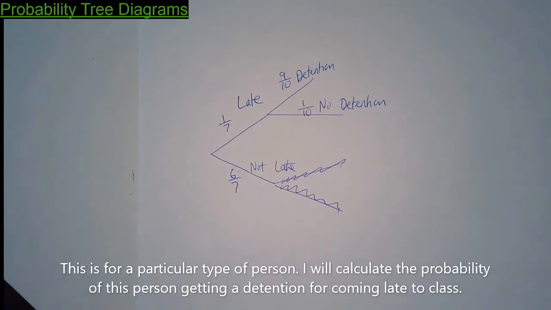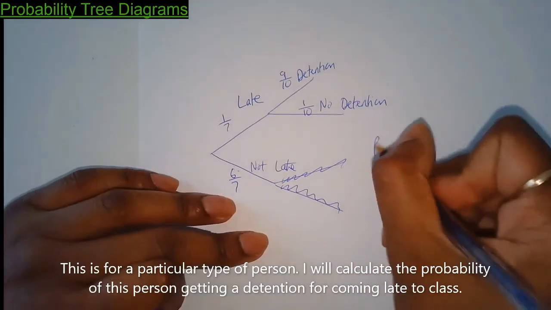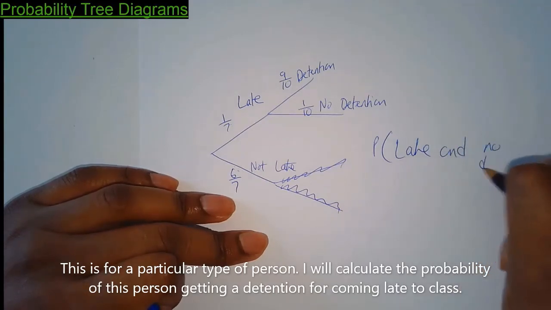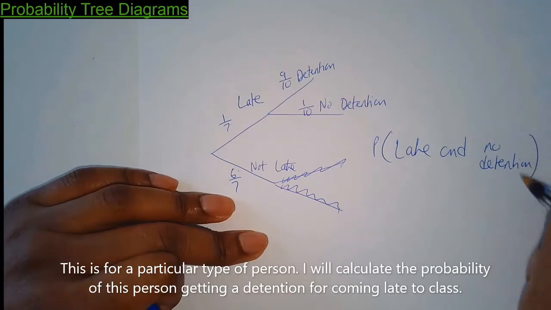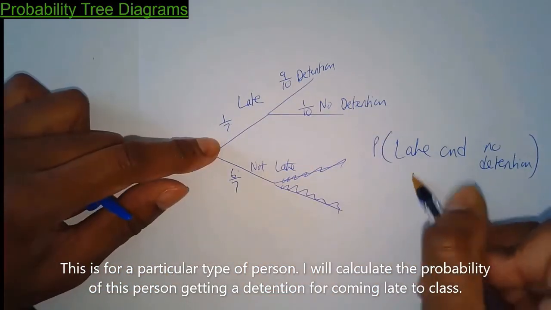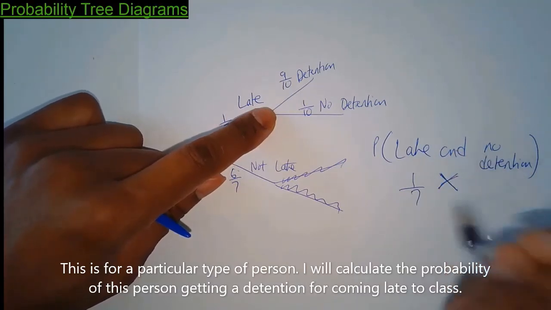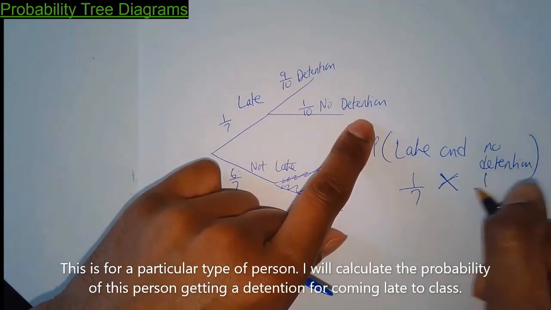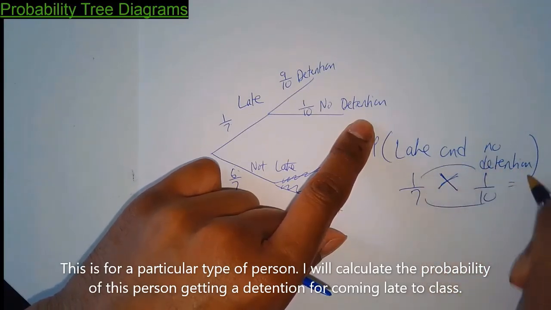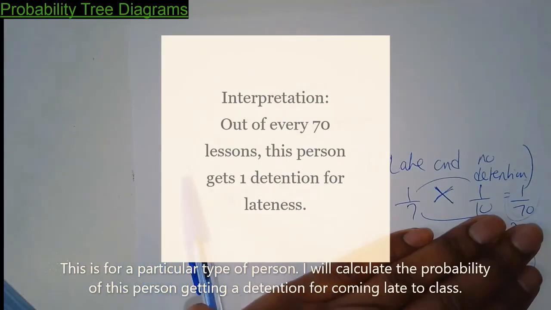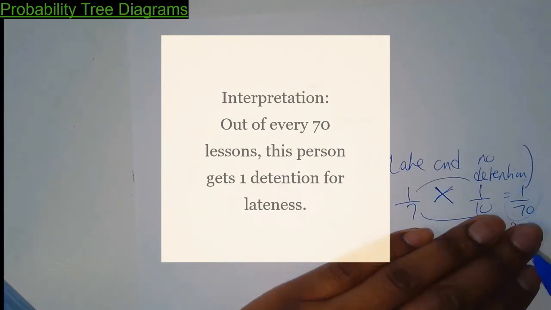Then I can ask the question, what is the probability of somebody coming in late and then getting no detention? Let's have a look. Late, no detention. That's 1/7. Replace and with times, not adding, and then no detention, that's 1/10. 1 times 1 is 1, 7 times 10 is 70. Right, that particular type of person, normally very punctual, getting no detention even though coming in late, is 1 in 70. 1/70 is very unlikely.